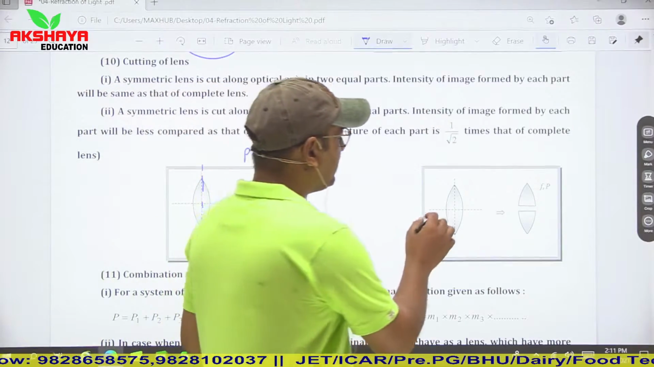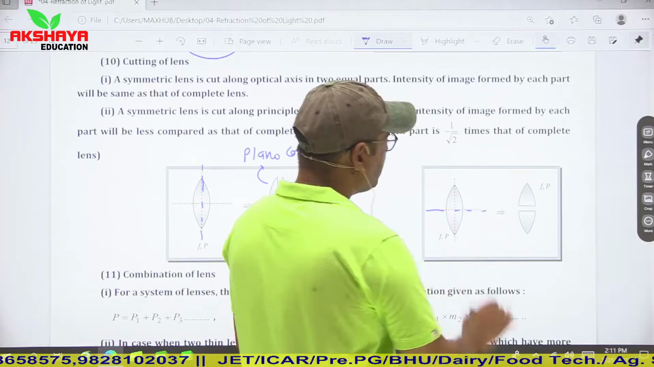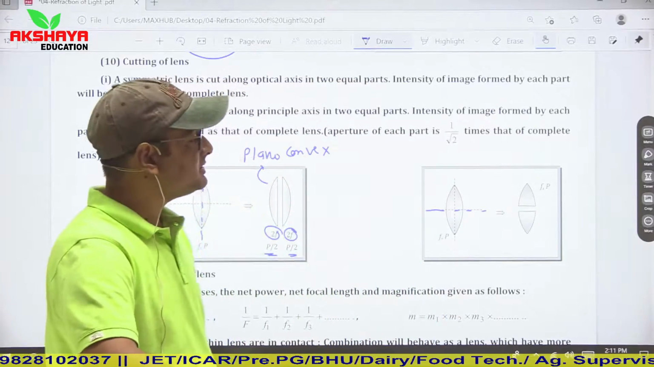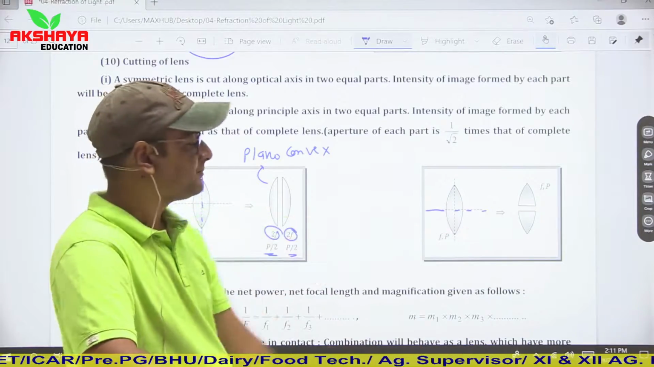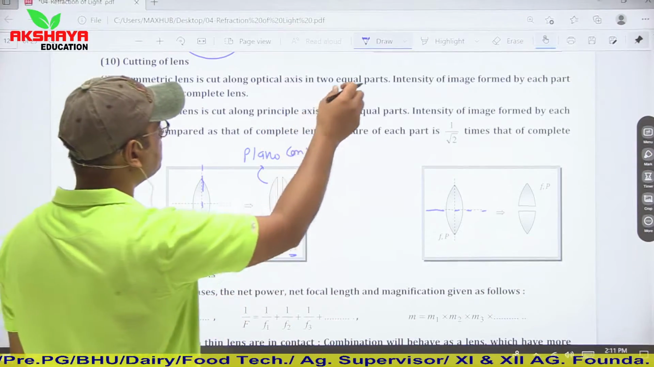While if we cut the lens along the principal axis, then in this situation there is no change in focal length and power; they remain the same. So this is the general concept of cutting.